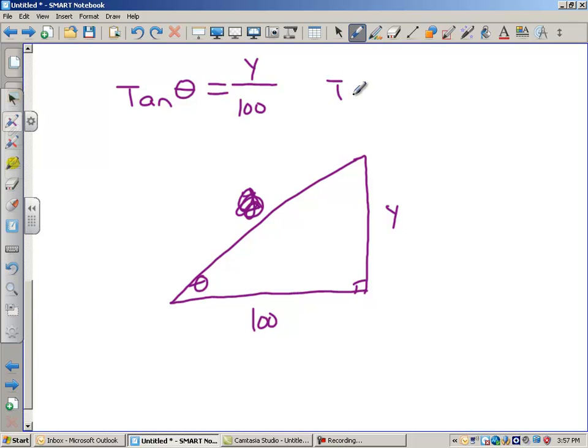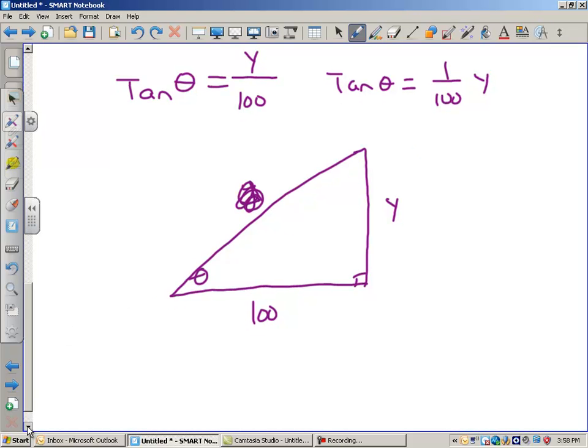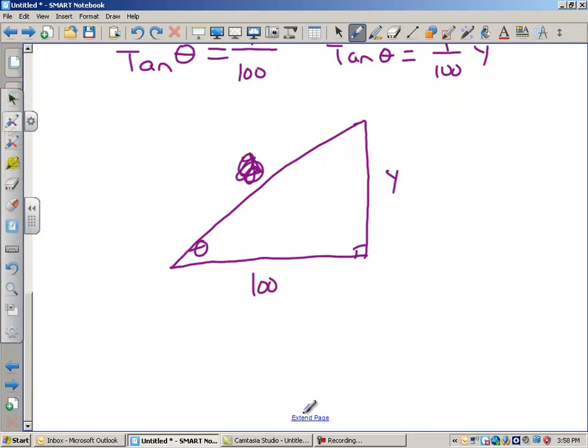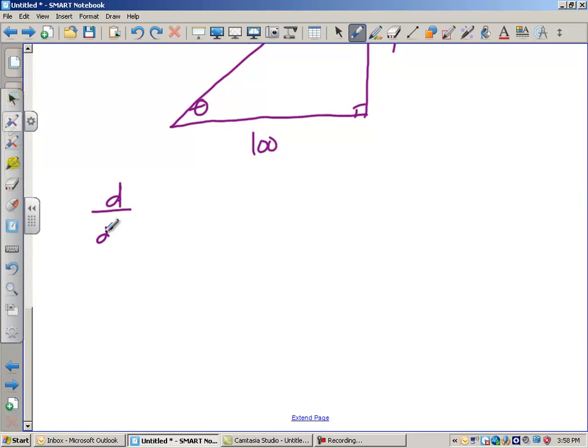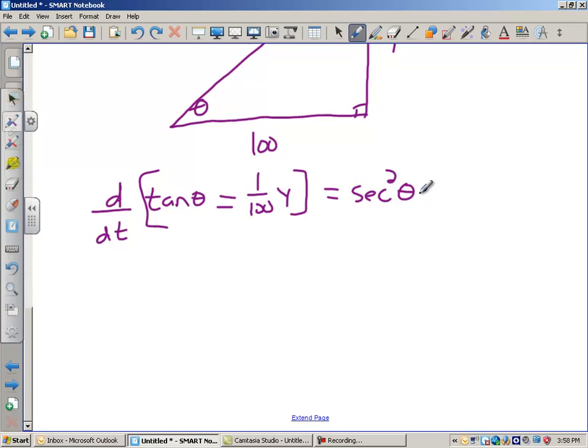Now I want you to think about this as the tangent of theta equals 1/100th y. The 1 over 100 is simply a coefficient or a constant in front of the y. So what do we do next? Well, we d/dt that equation. So let's extend our page. If we take the derivative with respect to time of tangent theta equals 1/100th y, what do we get? We're going to get secant squared of theta times theta prime equals 1 over 100 times y prime.